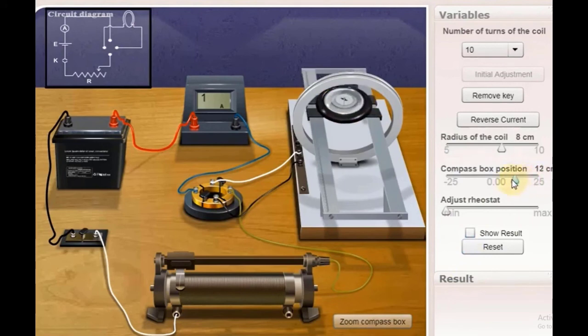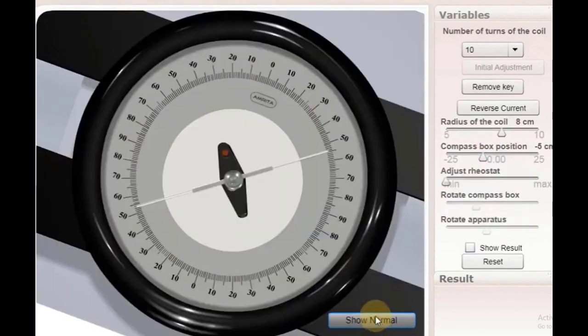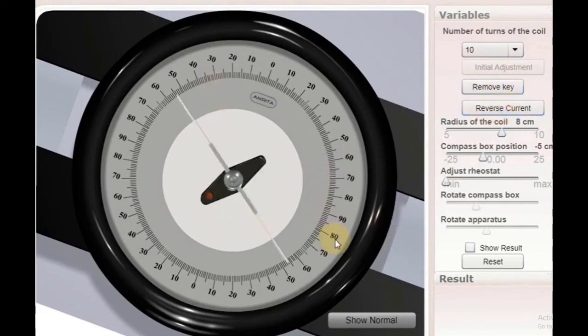Now we will move it to the another side. Now you can see if I take it -5 as it is showing on the slider, it is moving to the opposite side. So again, we'll note down the deflections. So this is 54, 54. So now for x is equal to +5, we already had the 4 angles. Now for the -5, again you will note down the 4 angles, 2 for the direct current and 2 for the reverse current. Like this.